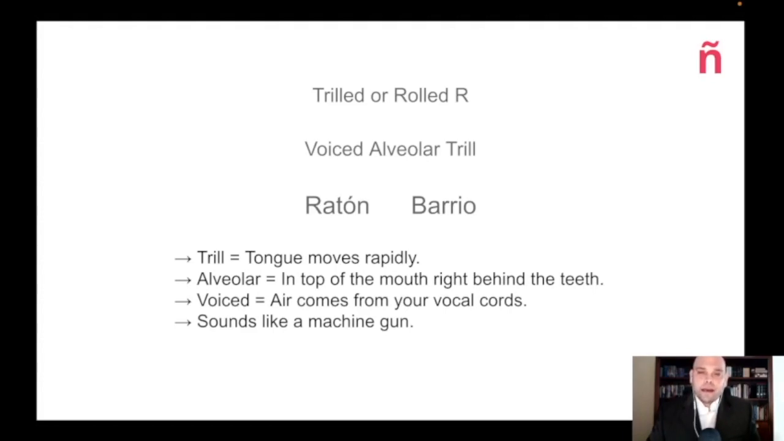Barrio. The second one meaning neighborhood. And the first one is mouse. Ratón meaning mouse. Barrio, neighborhood. More examples. You can say, for example, radio, meaning radio in English, of course, or rápido, quickly, rápido, quickly.